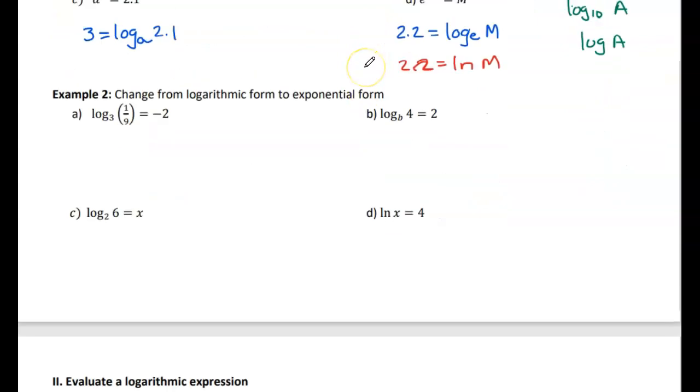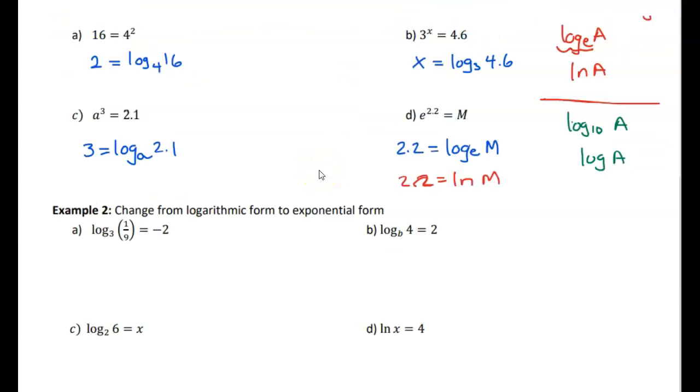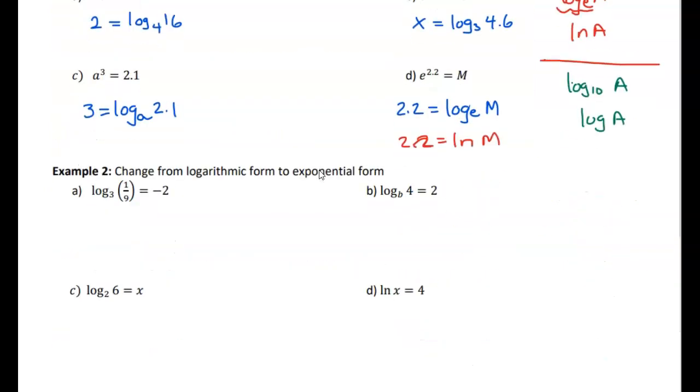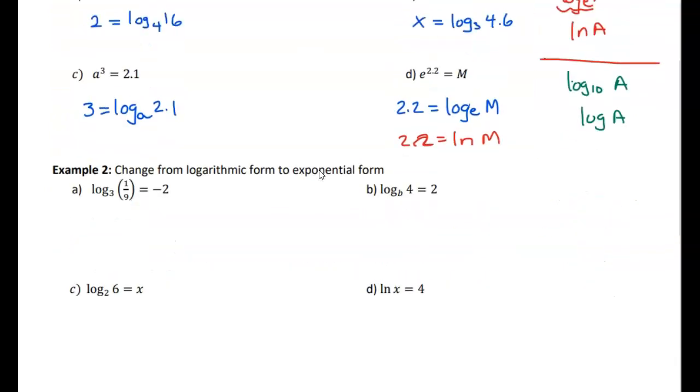Let's look at example 2. We're going to change from logarithmic to exponential form, again using these conversions. But now we're going to go backwards. Again, the base will stay the base, but the numbers will switch around. The answer becomes the exponent. So we have the base of 3 to the exponent of -2 equals the number 1/9.